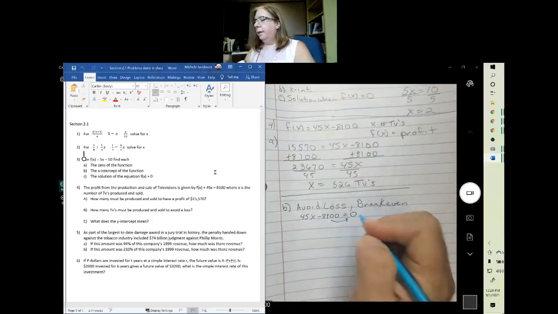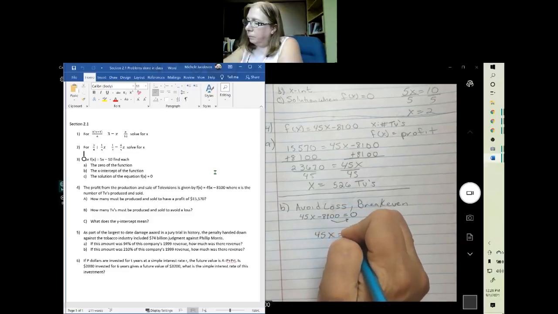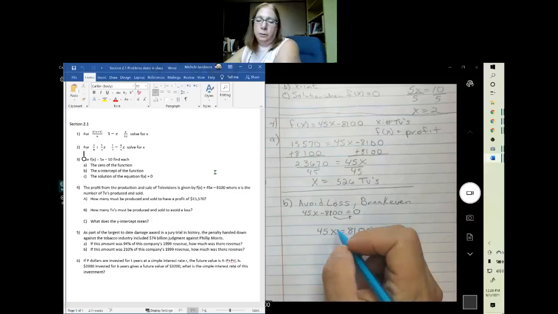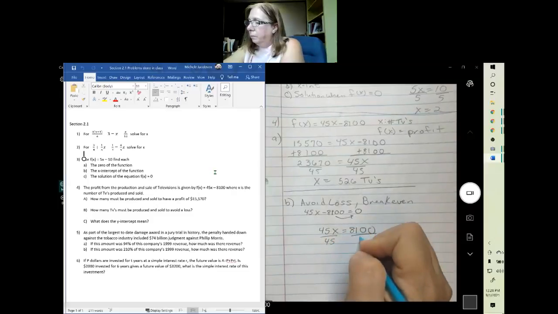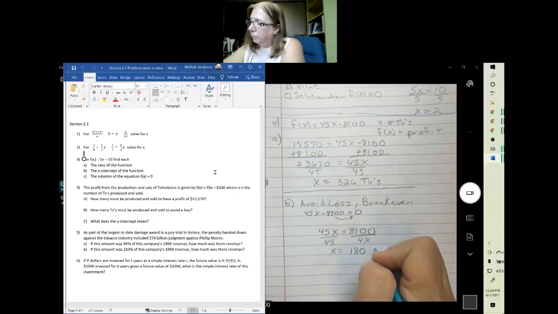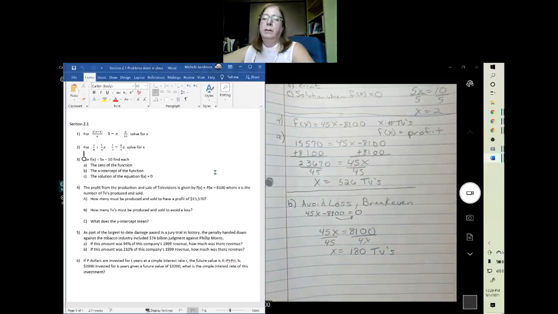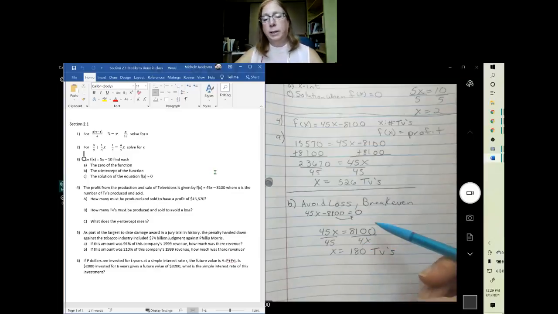First thing, add the 8100 to the other side. Still trying to get x by itself. Divide by the 45. It's 180. So we need to sell 180 televisions to not be in the hole or at a loss. Or that's where we break even, is if we sell 180 TVs. Anything after 180, we start making money.